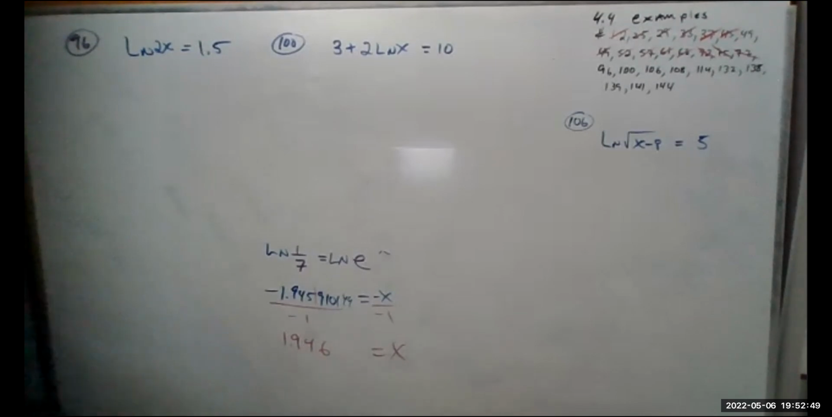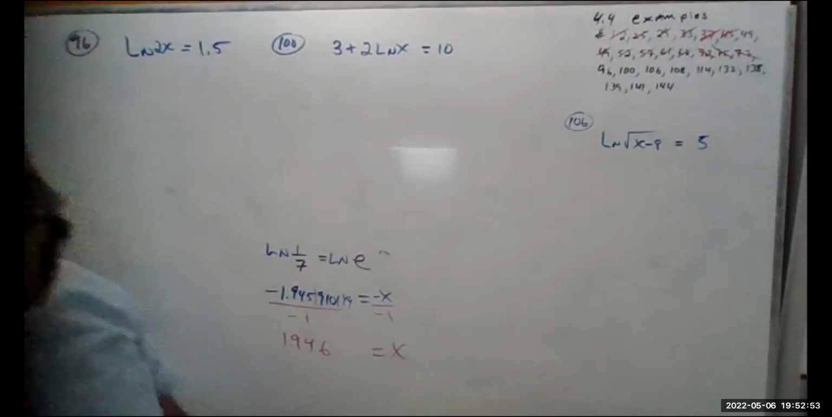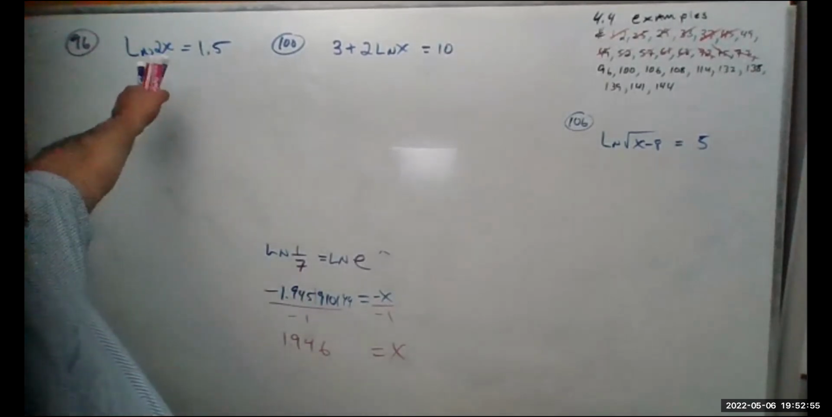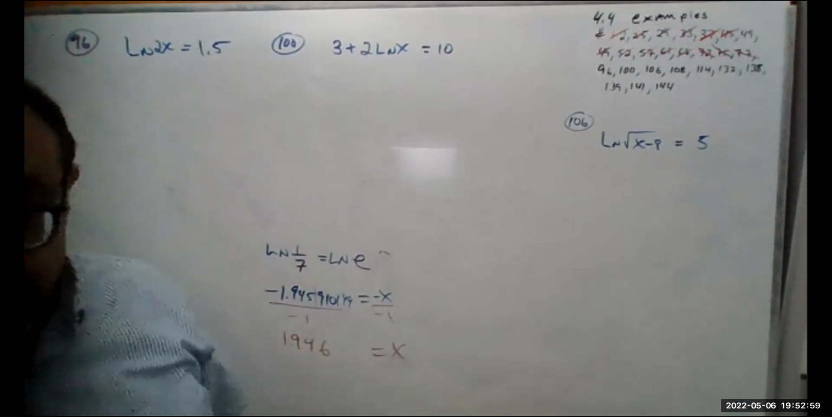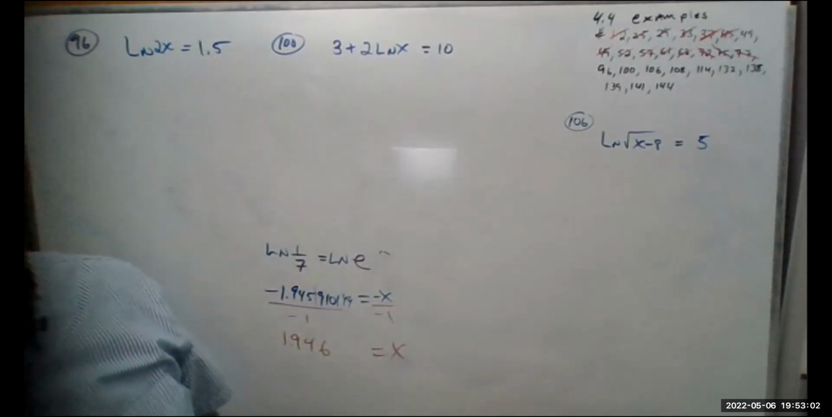So we've got the natural logarithm of 2x equals 1.5. We're supposed to solve for x, rounding to 3 decimal places.